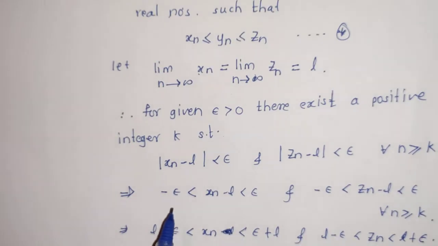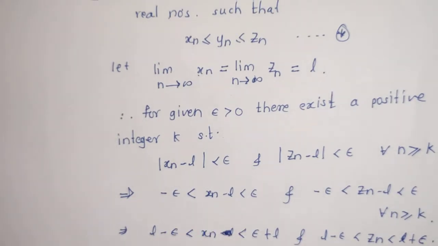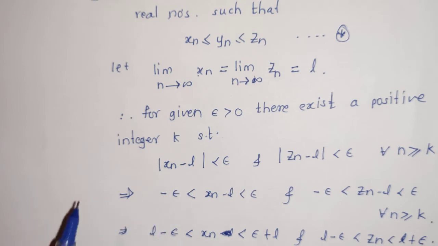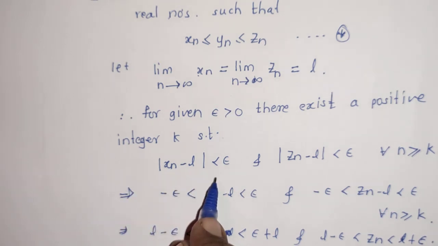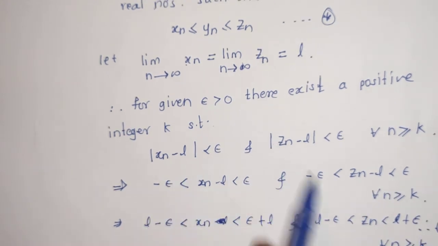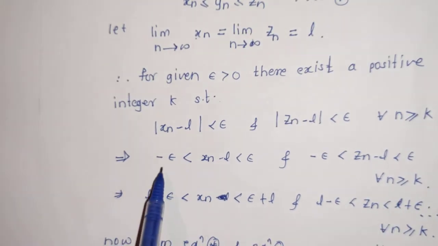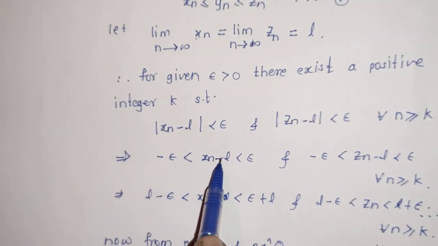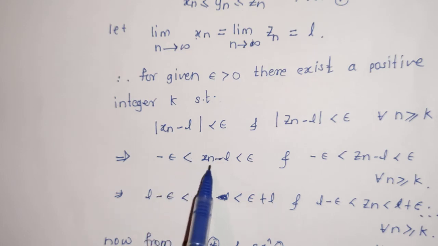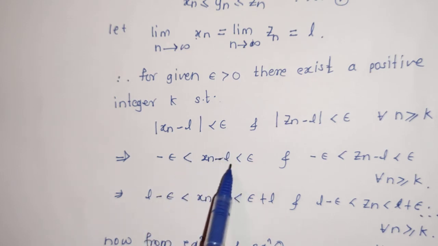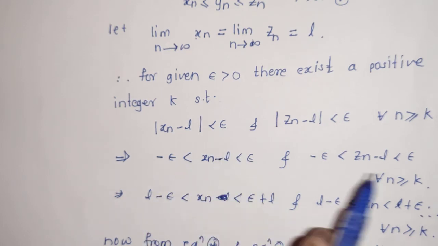Now using the property of modulus, |a| ≤ c if and only if −c ≤ a ≤ c, using that property we can write these two in this way. This is for all n ≥ k as it is. Now adding L on all these sides, so L − epsilon < xn < L + epsilon, since −L plus L gets cancelled.